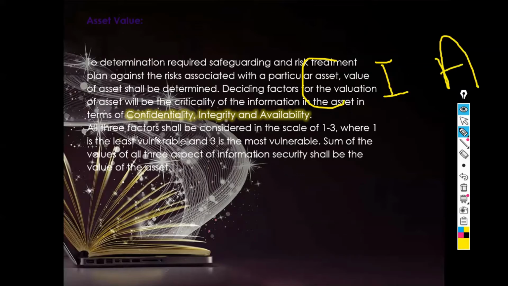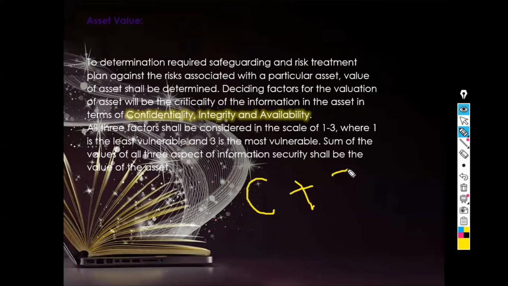Here we can use a scale of 1 to 3. The three factors shall be considered on a scale of 1 to 3. This confidentiality, integrity, and availability we are going to use on a factor of 1 to 3. 1 would be the least vulnerable and 3 would be the most vulnerable. The asset value would be your C plus I plus A: confidentiality plus integrity plus availability of assets.